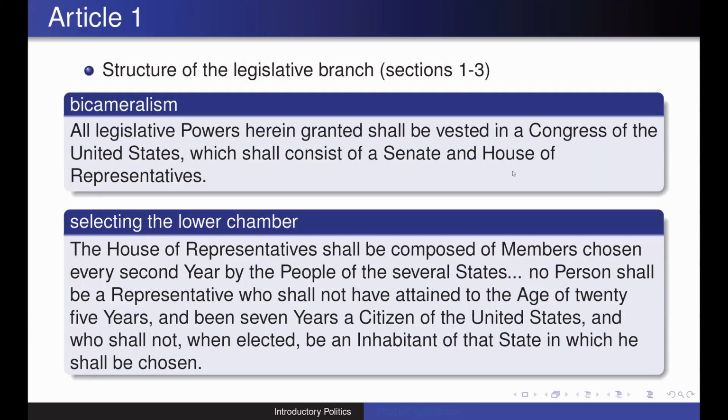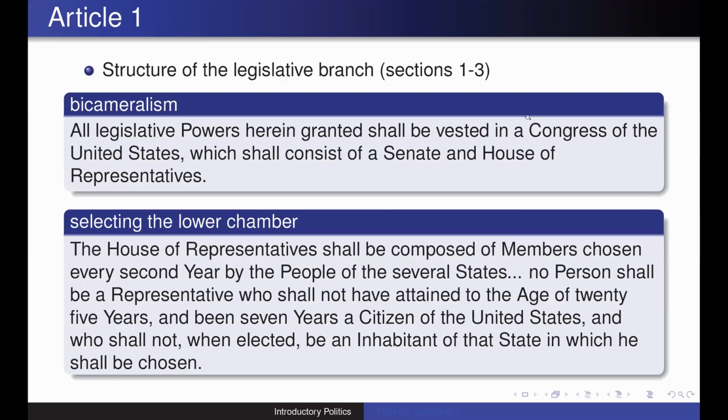The next part of Section 3 for you to pay attention to has to do with the qualifications. Who is able to be a member of the House of Representatives? No person shall be a representative who shall not have attained to the age of 25 years and been 7 years a citizen of the United States, and who shall not, when elected, be an inhabitant of that state in which he shall be chosen. There are 3 basic qualifications to be a member of the House of Representatives. You have to be at least 25 years old. You have to have been a U.S. citizen for at least 7 years, and you have to live in the state of the people that you're representing. That's the very basics of the House of Representatives.